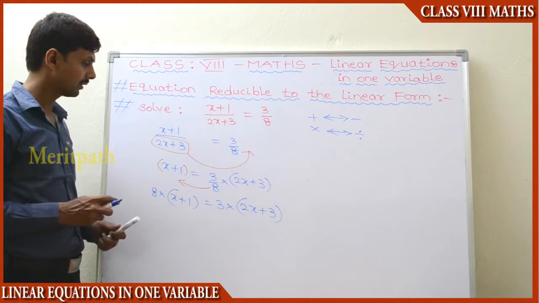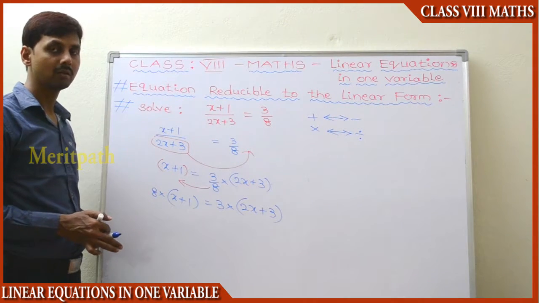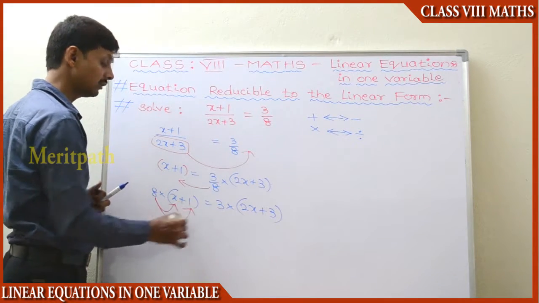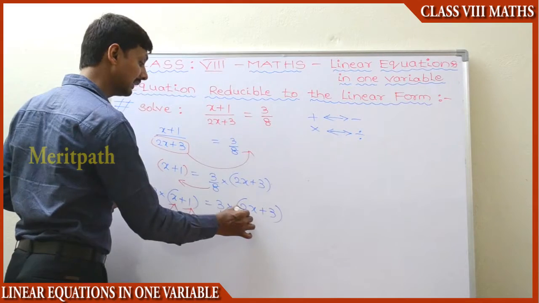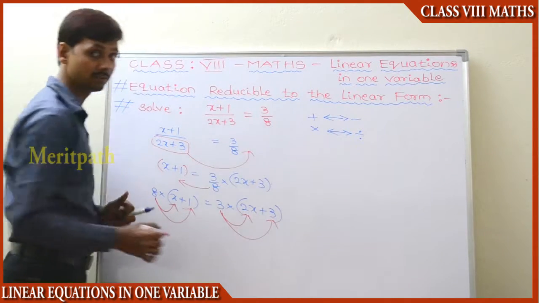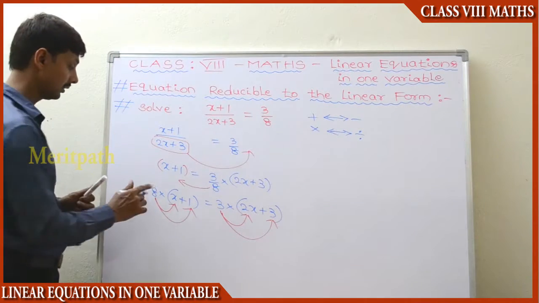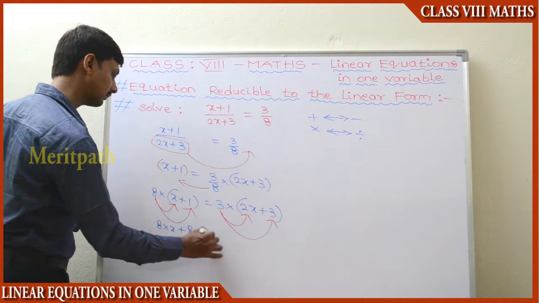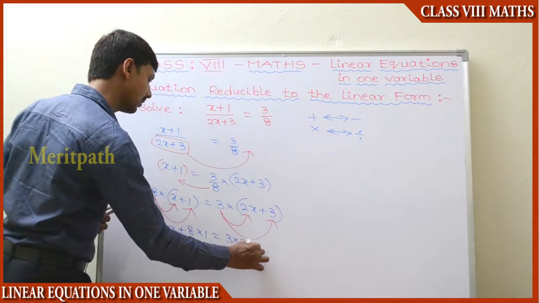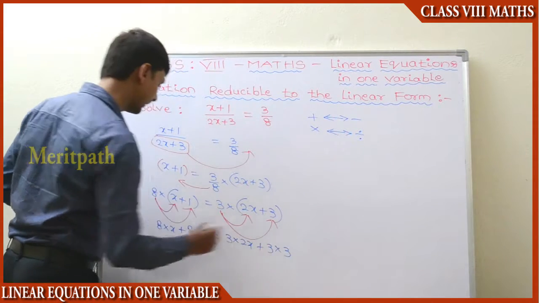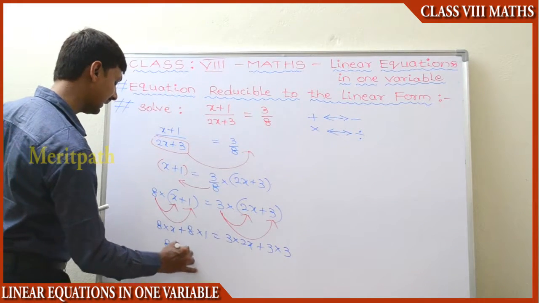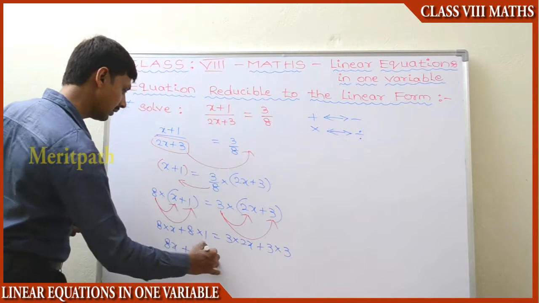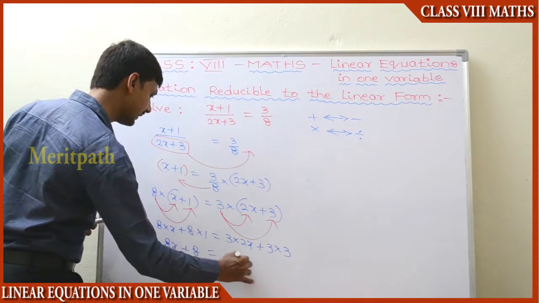So here we can observe there is a distributive rule, the distributive property. So the 8 is distributed to these two terms and 3 is also distributed to these two terms. So let's distribute: 8 into x plus 8 into 1, 3 into 2x plus 3 into 3. So we get 8x + 8 is equal to 6x + 9.